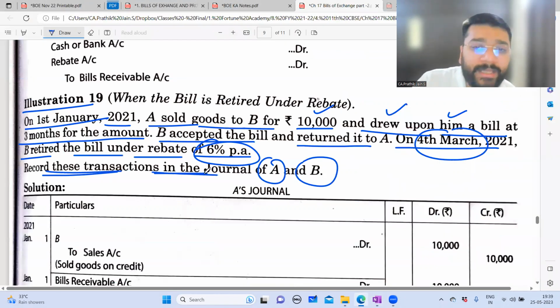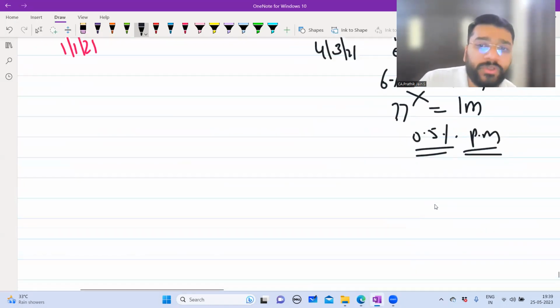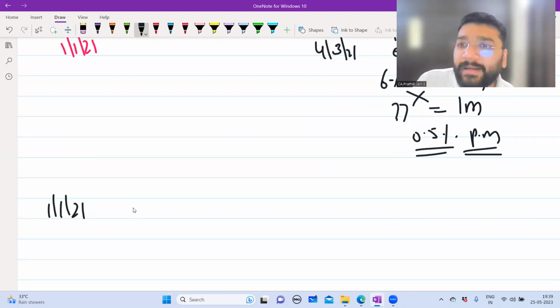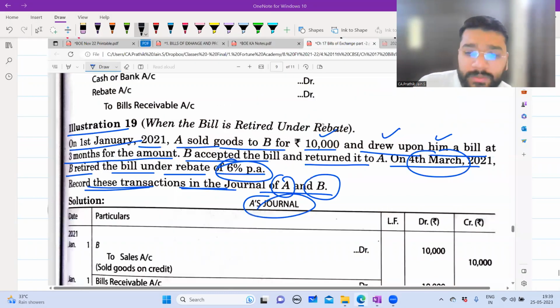Now record the transactions in the journal entry of A and B. So guys, in the books of A, let's first record. In books of A, on the date of sale, 1/1/2021, the sale is done. What is the sale entry? Debtor account, B account debit to sales, value 10,000.